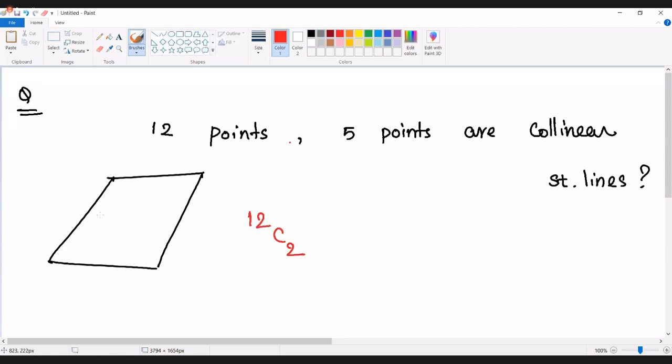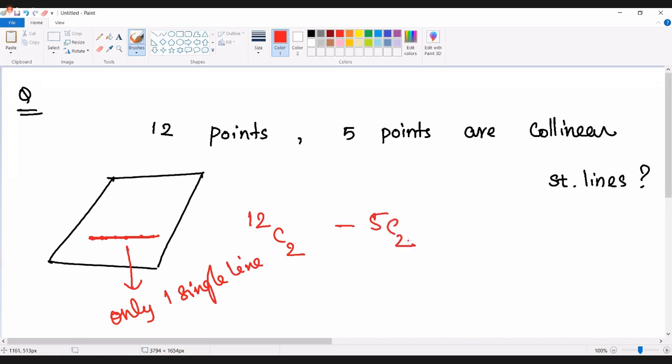But he said that 5 points are collinear. Collinear means they lie on the same line. Even though these look like different lines, all the collinear points will look like only one single line. But we counted more. Out of 5, how many lines can we count? We can take 5C2. That we have counted extra, so I am removing it. But all the collinear points will look like a single line. Answer choice will be 12C2 minus 5C2 plus 1.